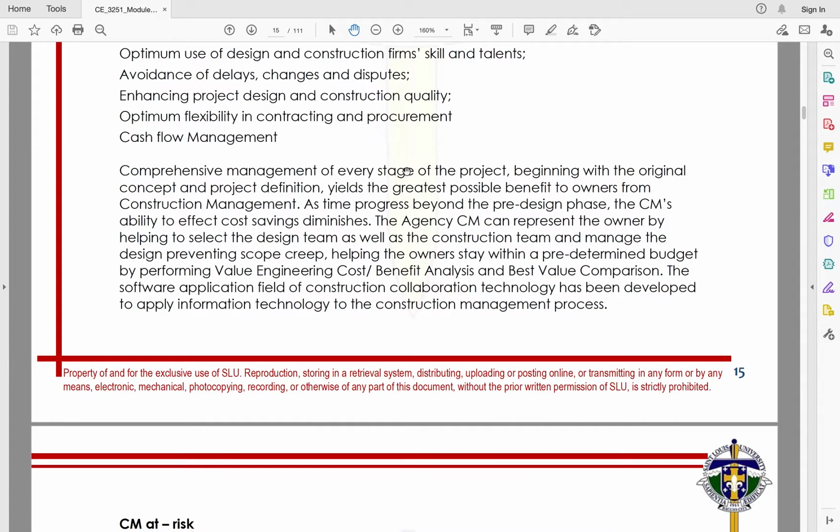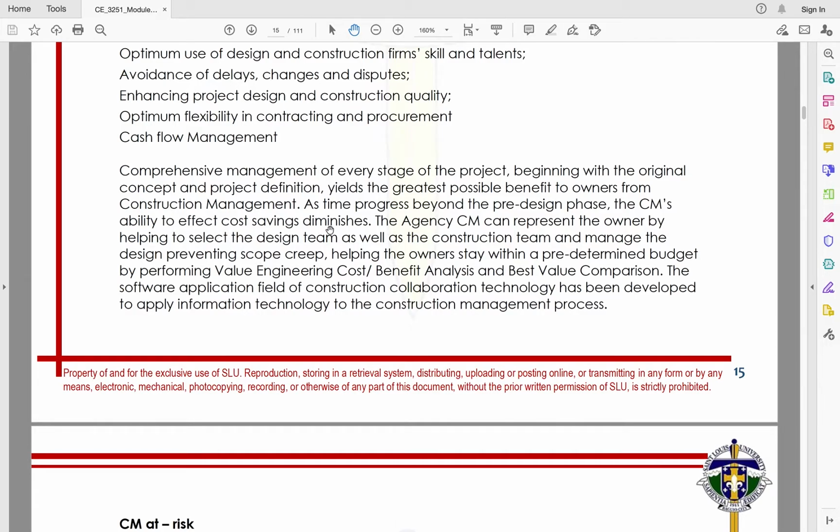Okay, so as time progresses beyond the pre-design phase, the construction management ability to effect cost saving diminishes. Okay? Because as time passes by, pumapasok na yung mga problema, then nagkakaroon tayo ng sometimes unforeseen cause of delays or problems. So, nadidiminish yung ability to effect cost savings.